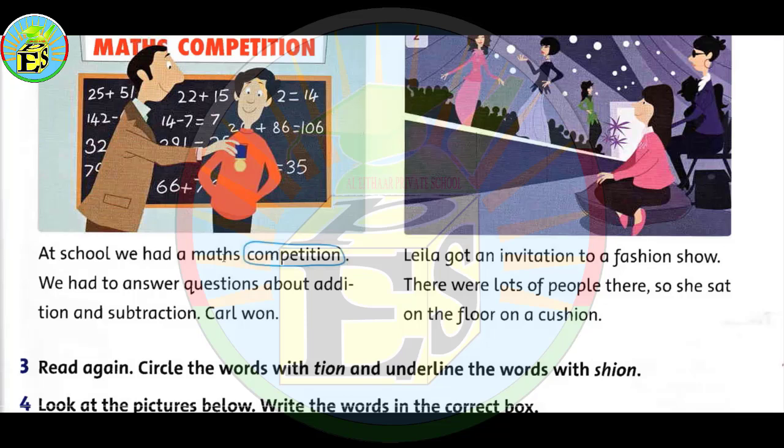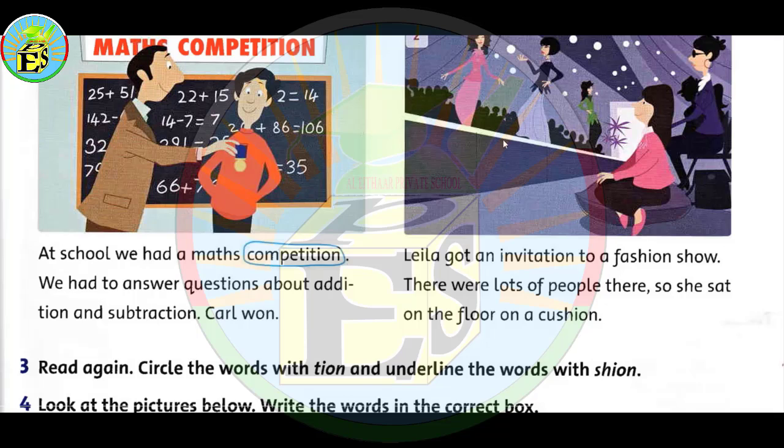We will do it together. So at school we had a maths competition. Put a circle, it's already there. We had to answer questions. So the word questions includes the T-I-O-N and the sound shin. Put a circle here. These questions were about what? They were about addition, T-I-O-N, and subtraction with T-I-O-N. So put a circle on these two words, addition and subtraction.